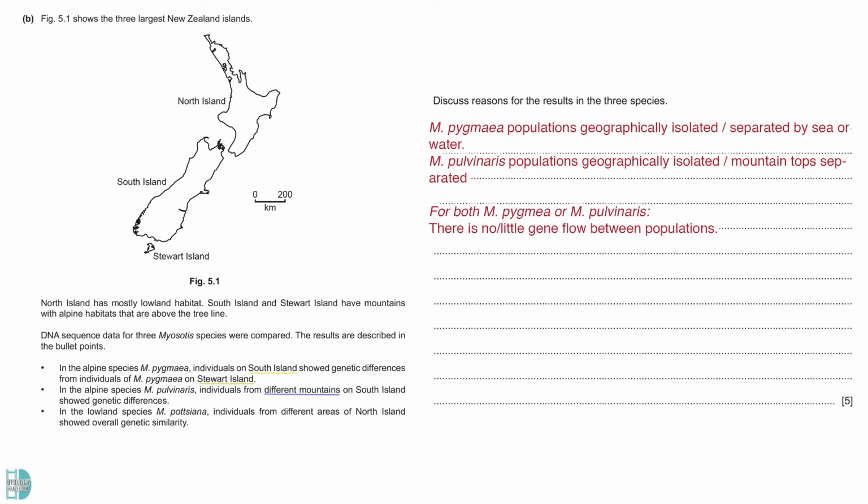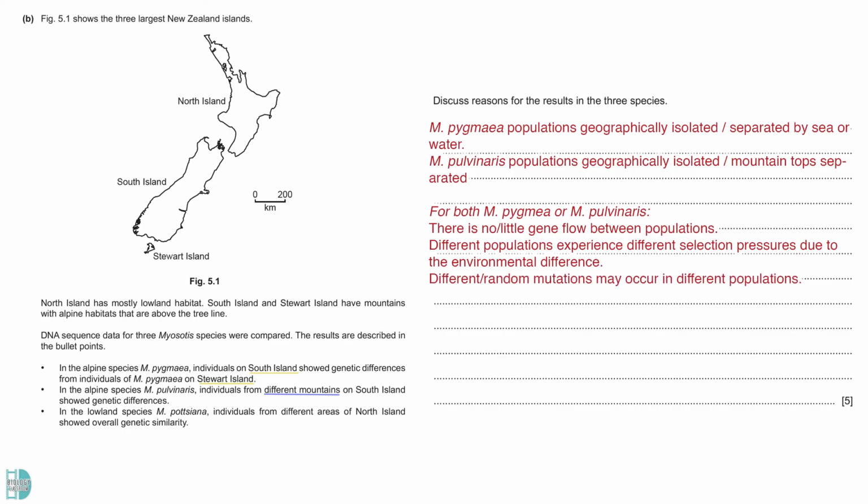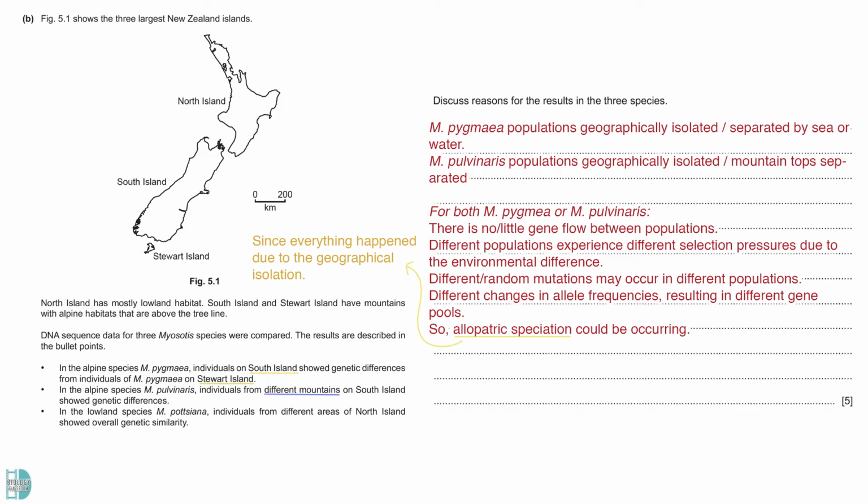The geographical isolation causes no or little gene flow between the populations. They experience different selection pressures due to the different environments they live in. There might be different or random mutations occurring in each of the populations. The changes in allele frequencies would not be the same for them, leading to different gene pools. So, allopatric speciation could be occurring.